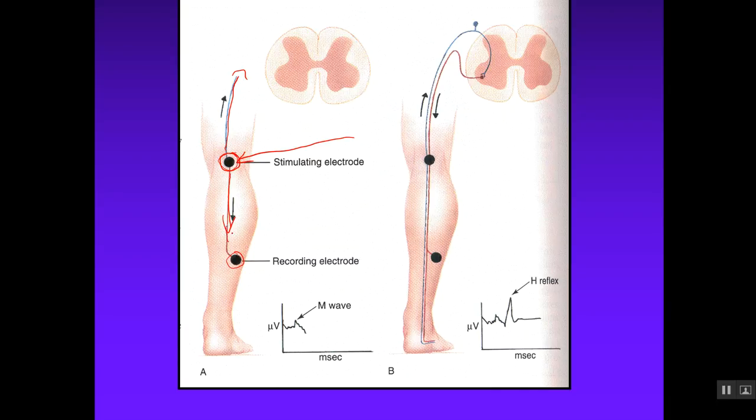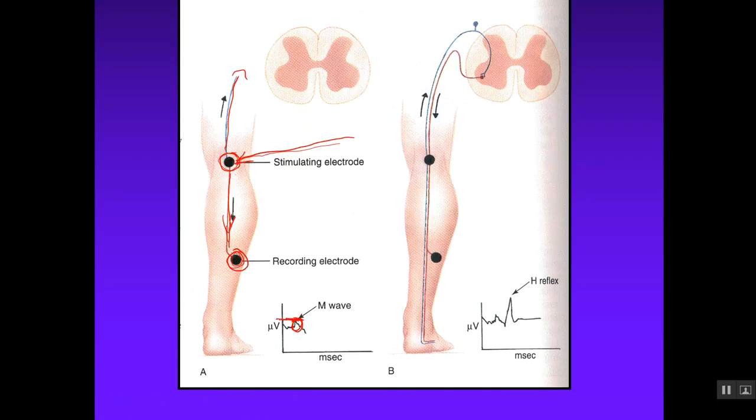What happens here is this impulse gets to the recording electrode before any other impulse, and that's the M wave. The M wave is the initial response of just the actual electrical stimulus that was sent. The initial volley of electrical stimulation arrives at that recording electrode. That's the very first little peak here in millivolts that you see, the M wave.